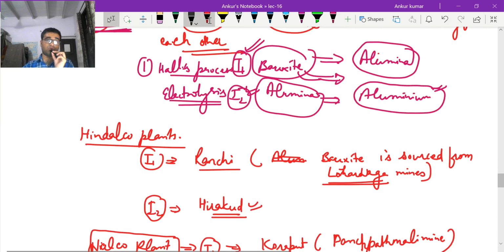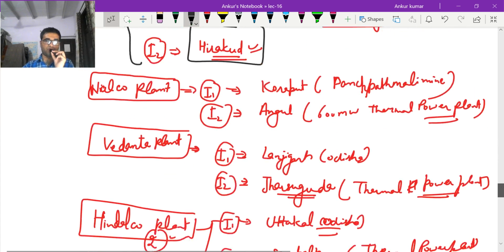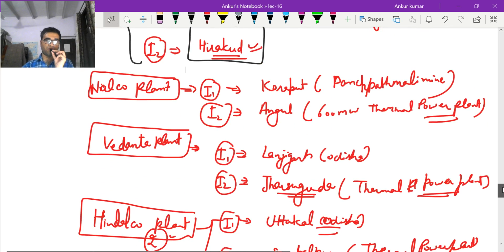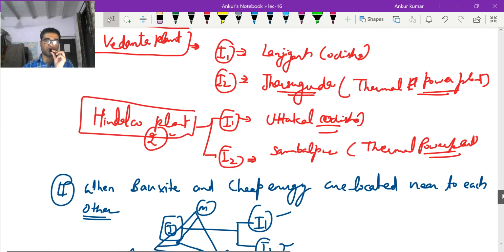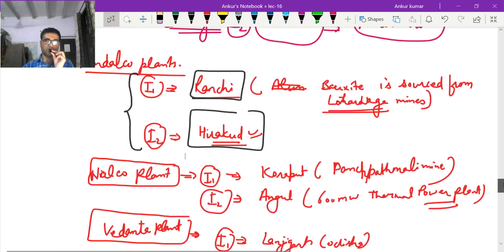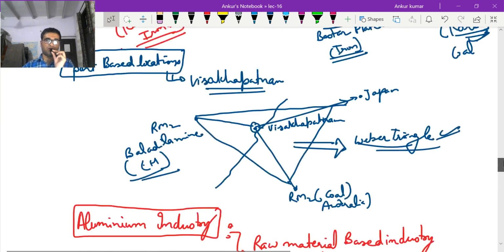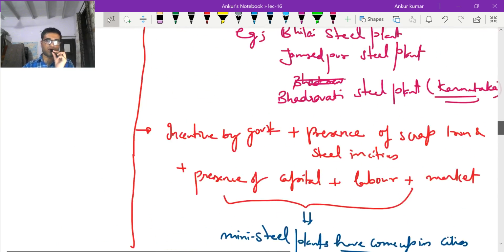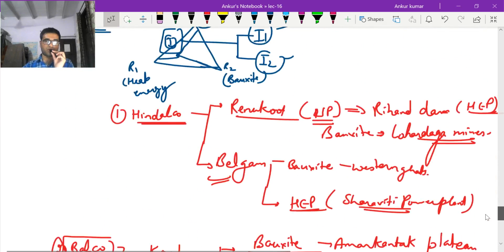You have to remember that in this you cannot say that one plant is here. We are saying that two processes, I1 is done at Ranchi and I2 is done at Hirakud. Another was the Nalco plant, for which I1 is performed at Koraput from Panchpatmali mines and I2 at Angul, and the Vedanta plant, and again the Hindalco plant, that is Utkal and Sambalpur. So this was basically the aluminium industry. The first industry that we did was the iron ore industry. So this is all about this class.